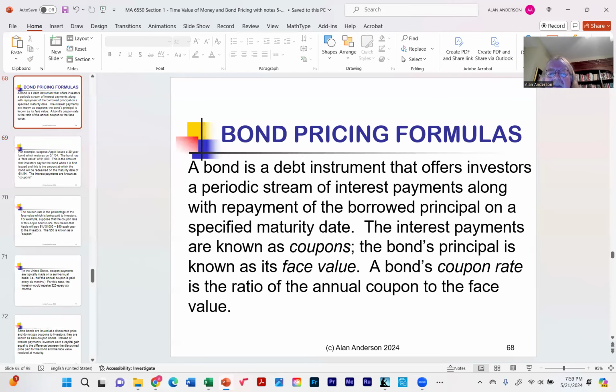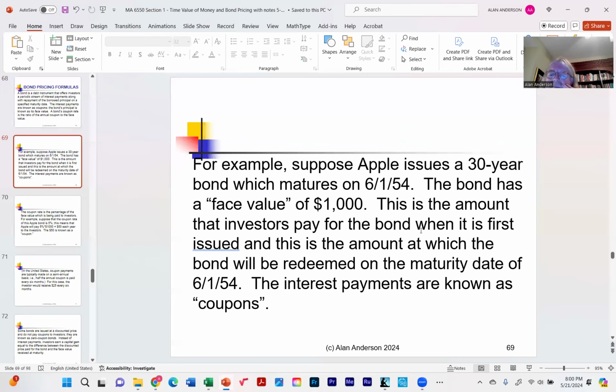Now, let's see. All right, so here we go. So here's the introduction. A bond is a debt instrument that offers investors a periodic stream of interest payments along with repayment of the borrowed principal on a specified maturity date. Interest payments are coupons. The principal is referred to as its face value, and the coupon rate is the ratio of the annual coupon to the face value. So, all right, so we now know what all these words mean.